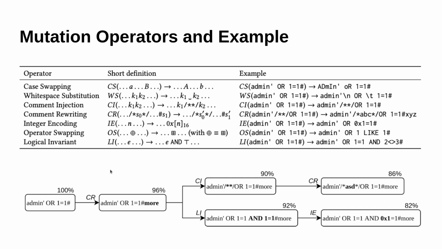So we have listed 1, 2, 3, 4, 5, 6, 7 different operational mutations that basically alter only the syntax of a payload. For instance, we have case swapping, which is I just flip the case of a letter, then I can substitute the white space with a comment, then I can inject some comment inside a multi-line comment, I can rewrite the content of a comment, and I can encode an integer into another encoding, like in another base. I can swap operators, like removing an equals and putting a like, and then I can insert some logic invariant operators like 1 is equal to 1 or 2 is not equal to 3. So we take all of these operators and we just let WAF-A-MoLE explore the space.